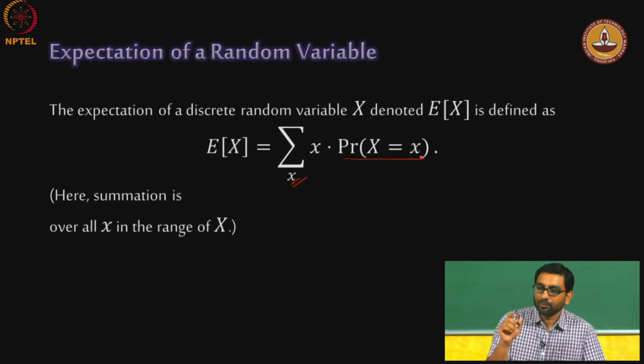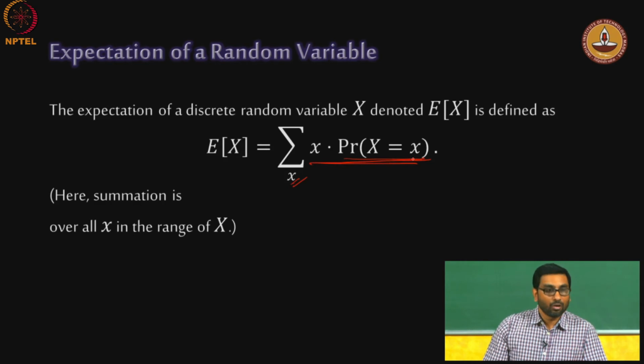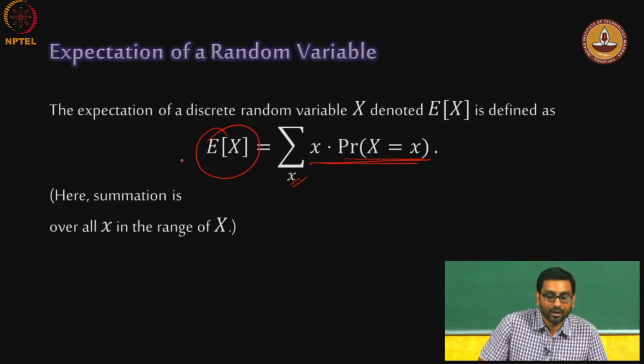So, when you are computing the expected value, you need to weight the possible value of the random variable with the probability with which such a value will occur. When you do that weighting and then sum over all possible values that the random variable can take, what you get is the expectation of that random variable x. This is a very natural quantity to study when you think of a random variable. In fact, it will usually be the first quantity you will want to understand about the random variable.